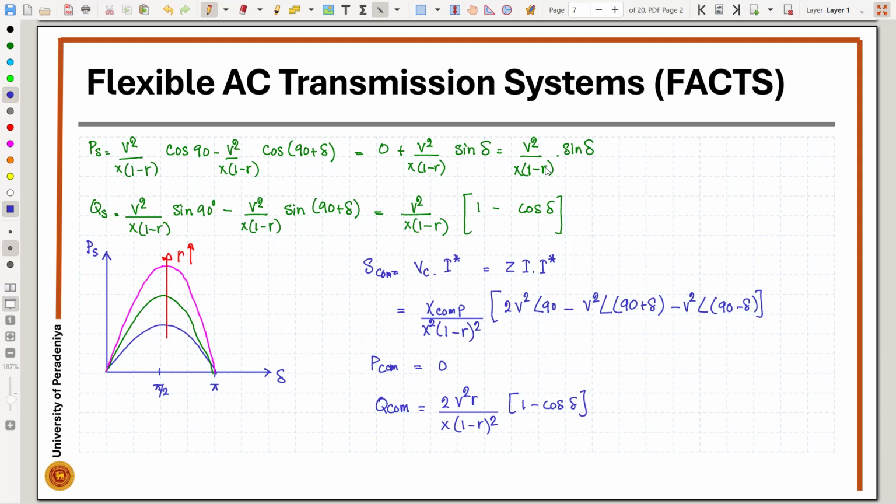compensation. So we will take a 15 minute break, 15 to 20 minutes. Once we complete that break, we will look at how we can practically implement or realize these shunt and series compensation. Okay, so we will take a break, and we will start again after the break.